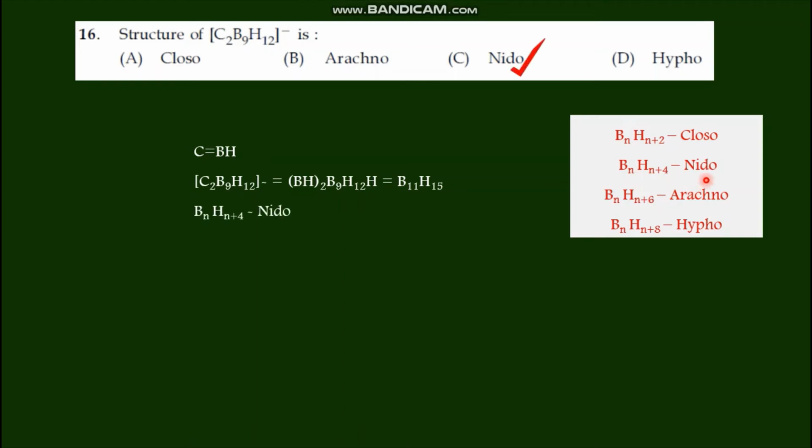Option C, nido. Next question, ground state term symbol of cobalt in CoF6 3-. We already did one question related to term symbol. So here cobalt has an electronic configuration of d7s2, and fluorine has a minus charge, so the effective charge for cobalt is 3+. So cobalt 3+ is d6.